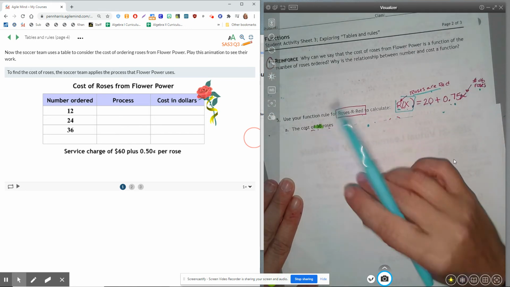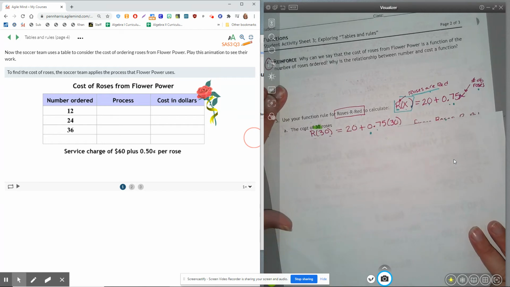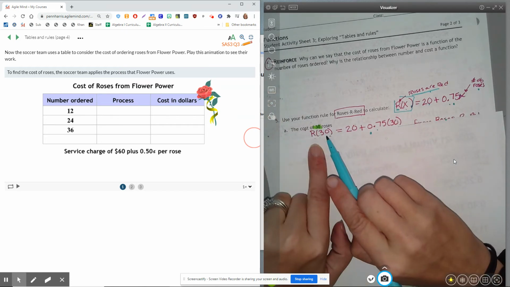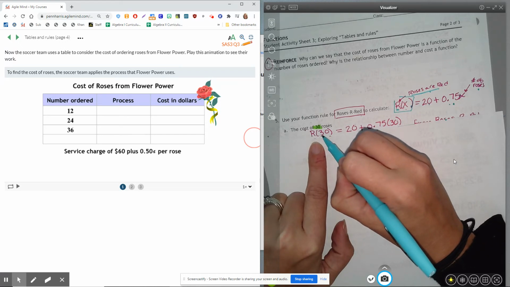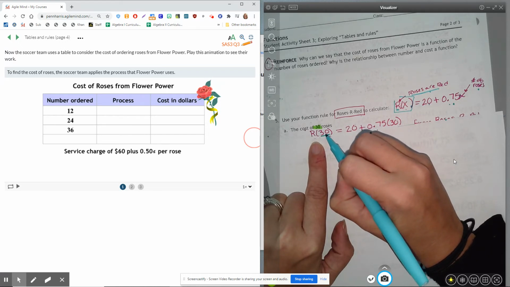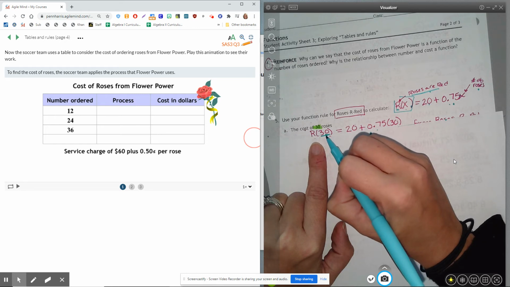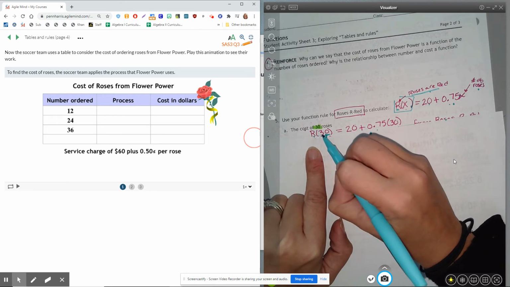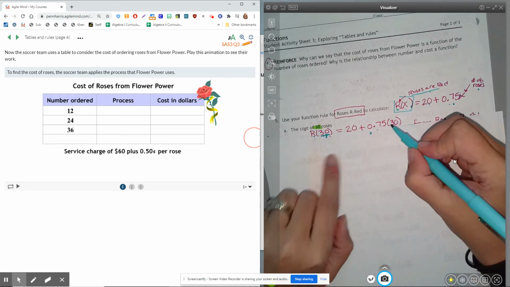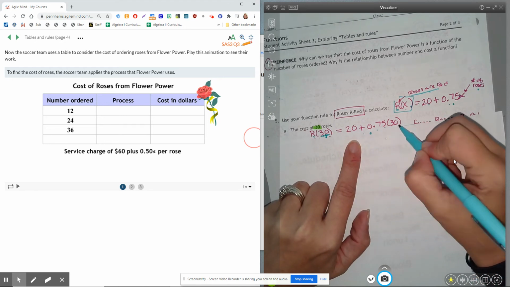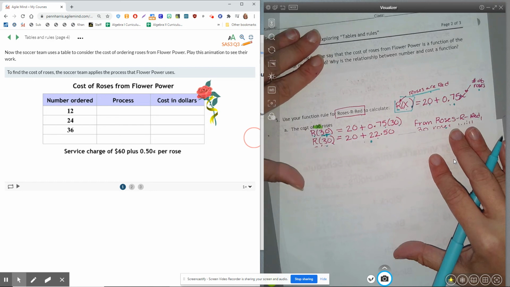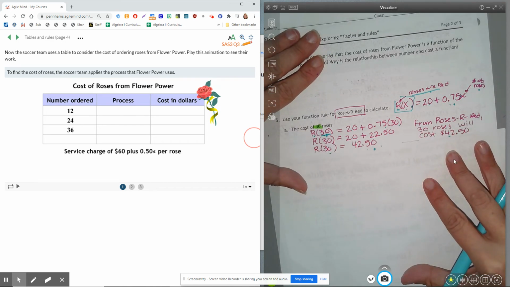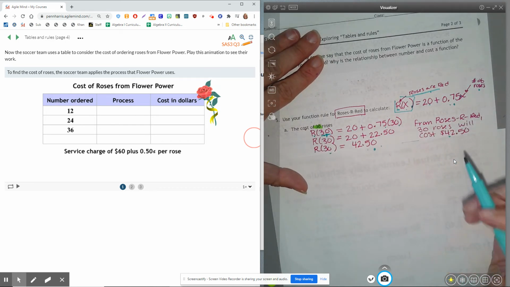So they want to know from Roses Are Red, using this function, what is the cost of 30 roses going to be? So what I did here is I said, now guys, this is not math right here. All this is saying is that I am going to replace the X in my equation with the 30. The cost of 30 roses from Roses Are Red equals 20 plus 75 times 30. Okay. And when we simplify that out, we can follow each step down, and we get that it's going to cost us $42.50 for 30 roses from the Roses Are Red company.